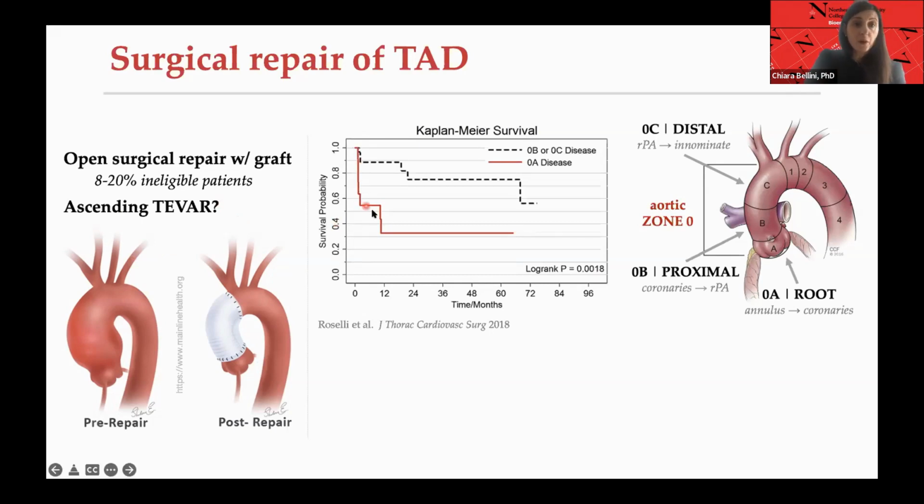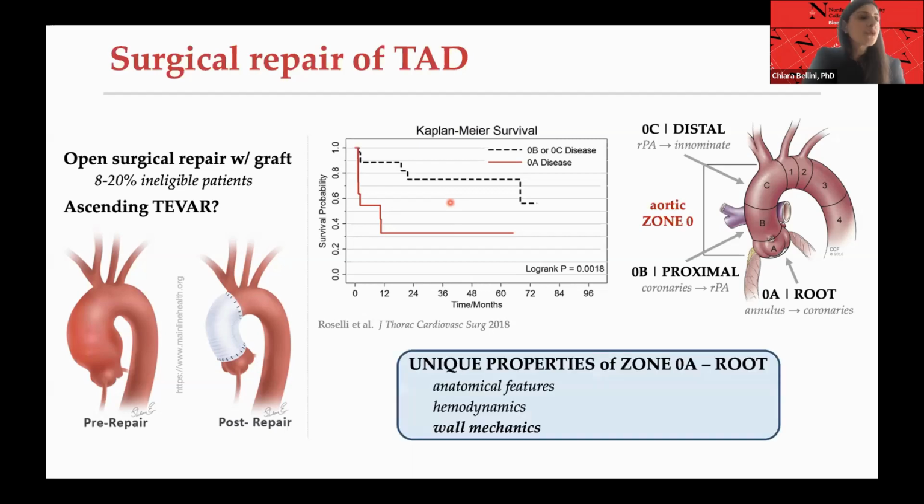Specifically, the survival was significantly worse in patients with zone 0A or aortic root pathology when compared to patients with 0B or 0C disease in the proximal and distal region, respectively. Furthermore, in addition to old age, aortic pathology extending into the root was an independent predictor of mortality. So it seems reasonable to speculate that these outcomes may reflect unique properties of the aortic root in terms of anatomy, hemodynamics, and structural mechanics.